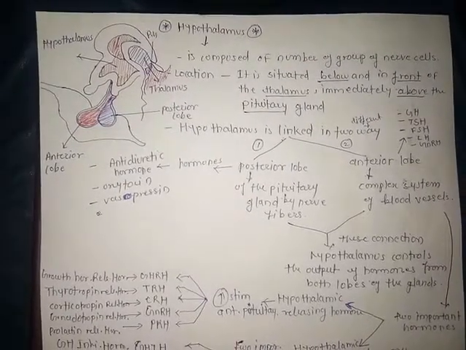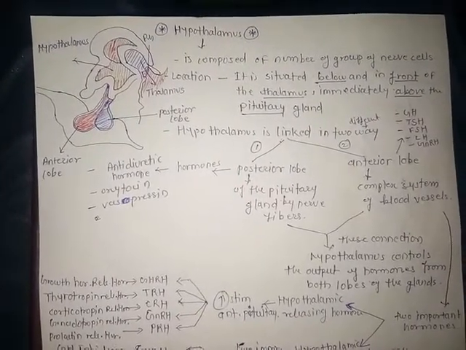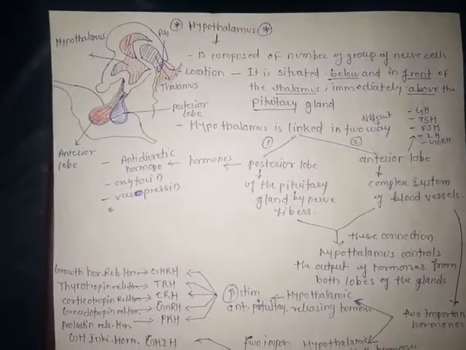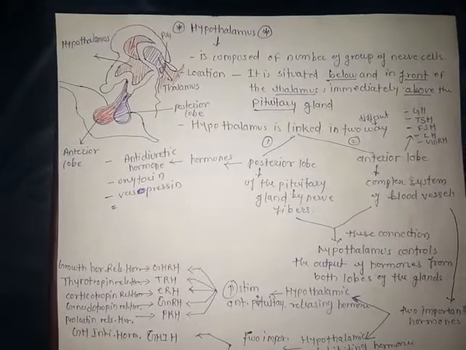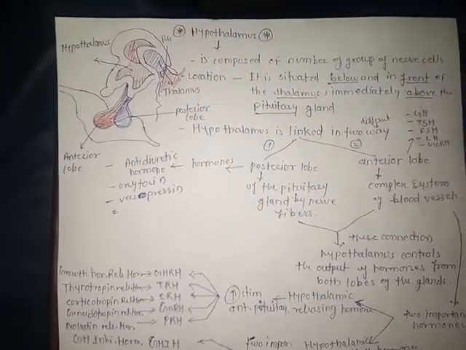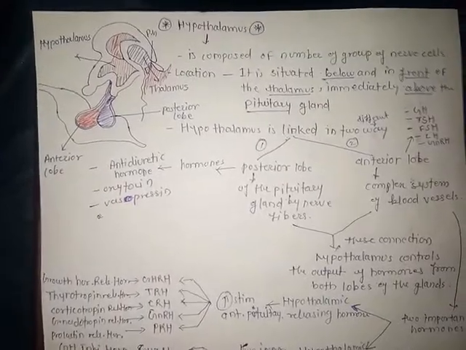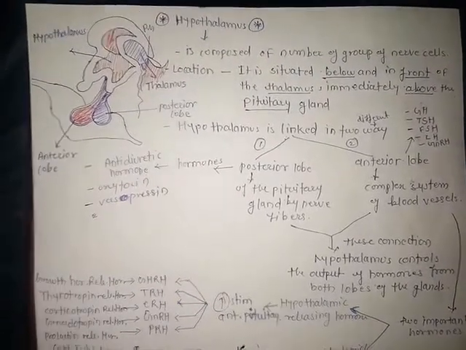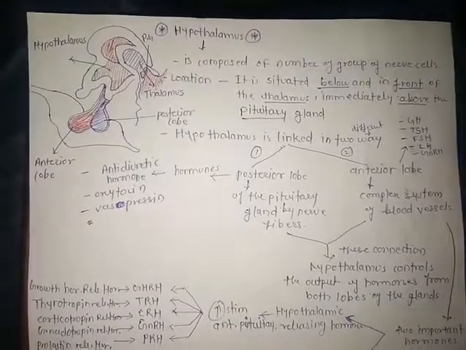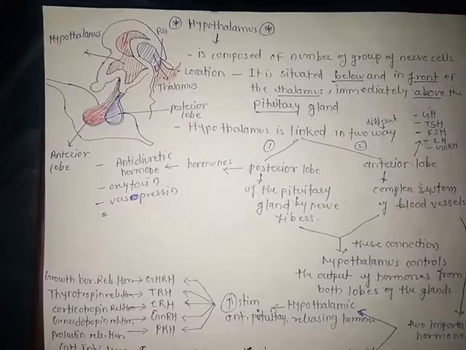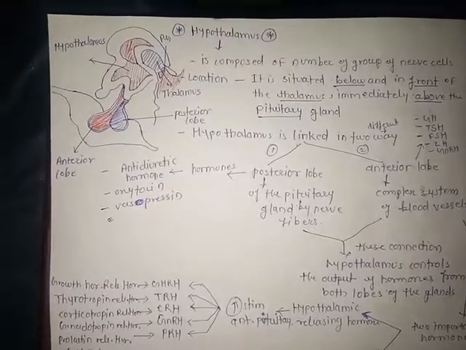Then next, the hypothalamus is composed of a group of nerve cells. Nerves consist of neurons. These neurons help transfer impulses from one neuron to another, and it gets actions. Then next, the location of the hypothalamus. It is situated below and in front of the thalamus and immediately above the pituitary gland.